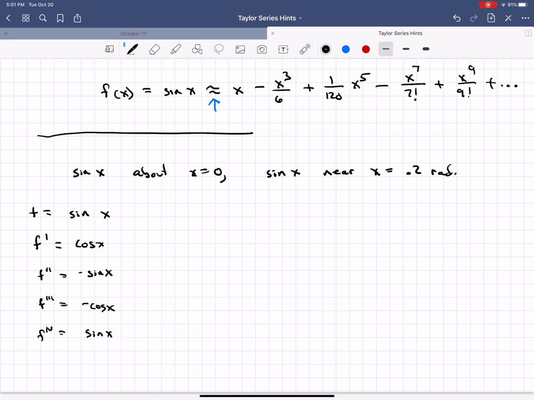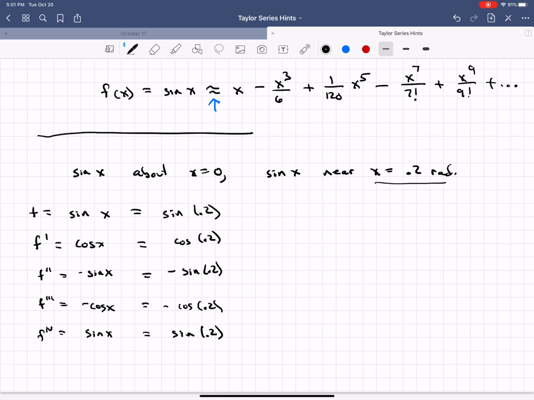But now I'm going to put in the value into these functions. So here I have the sine of 0.2 radians. Here I have the cosine of 0.2 radians. Here I have minus the sine of 0.2 radians. Here I have minus the cosine of 0.2 radians. And I'm back to the sine of 0.2 radians. Now, none of those numbers are going to be 0, but the key point is that those are all numbers. Whatever they are, they're all numbers.